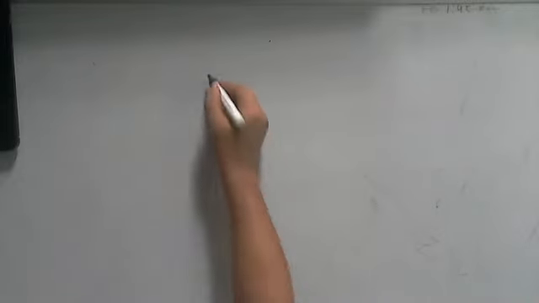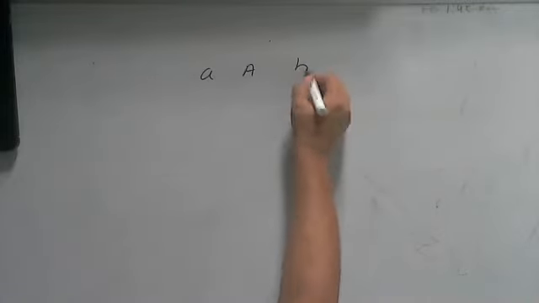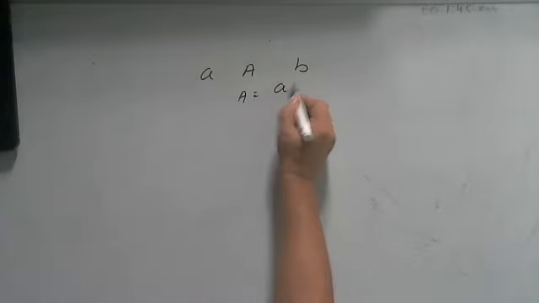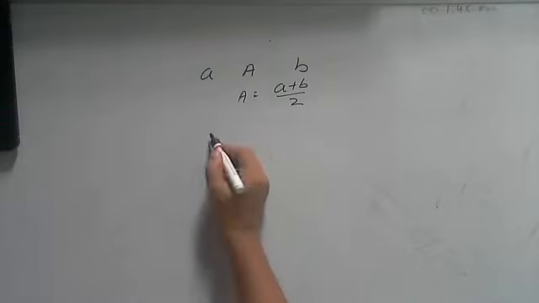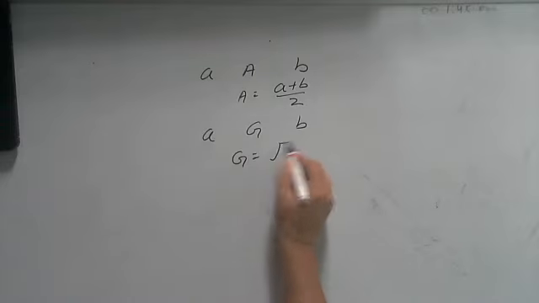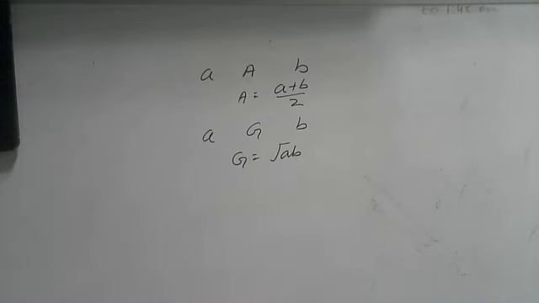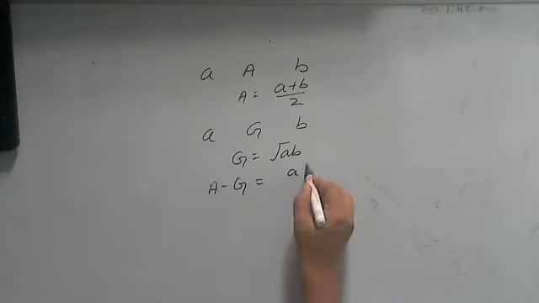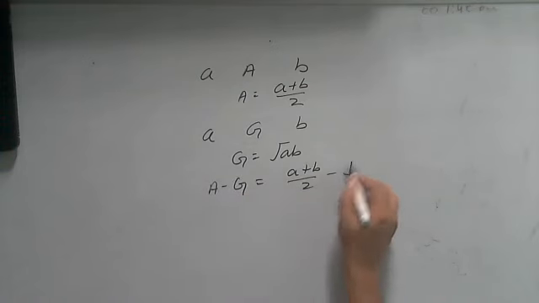After that, we have a relationship between arithmetic mean and geometric mean between two numbers. If A is the arithmetic mean between two numbers a and b, we all know A will be (a plus b) upon 2. And G is the geometric mean between these two numbers, then G is equal to under root ab. Now we need to simply find a relationship between them. So A minus G will be (a plus b) upon 2 minus under root ab.